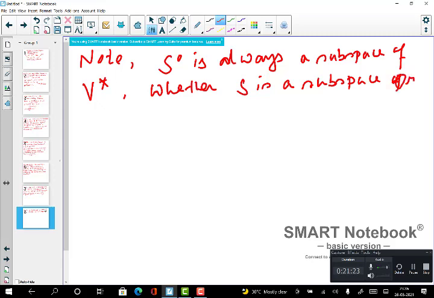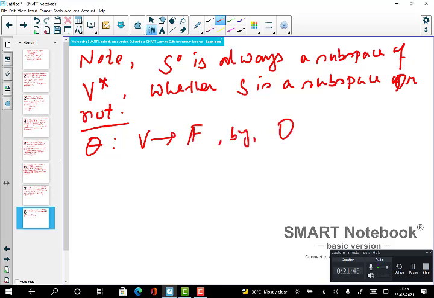Okay, subspace or not. So how do you prove that H is a subspace? What does that mean? Subspace means this is itself a vector space, right? So obviously you have the zero functional, from V to F, which sends every element to 0 for all v belongs to V. This is the zero functional, an element of V star.